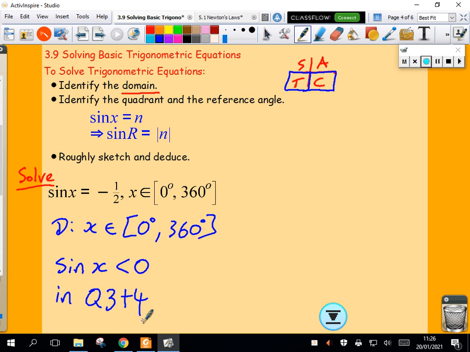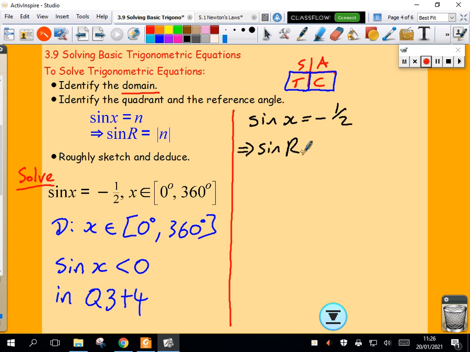So I've identified the domain. I've identified the quadrant, and now I want to find the reference angle. So sine of x is negative 1/2. Well, that means sine of the reference angle is the absolute value of negative 1/2. It's positive 1/2. So sine of the reference angle is positive 1/2.